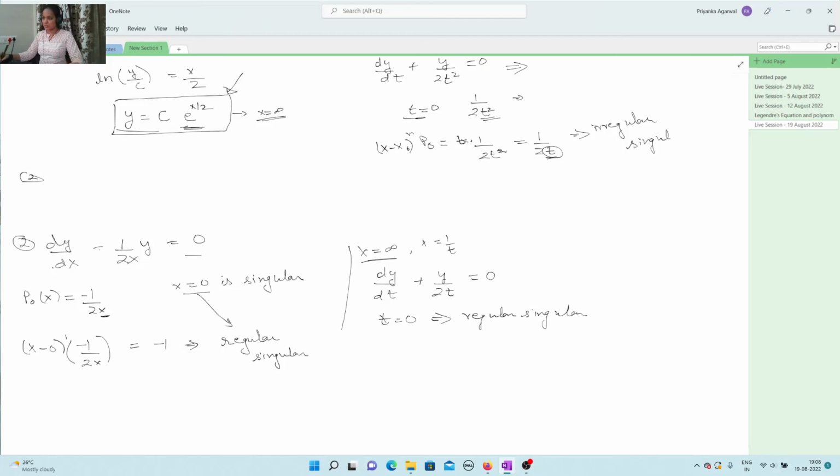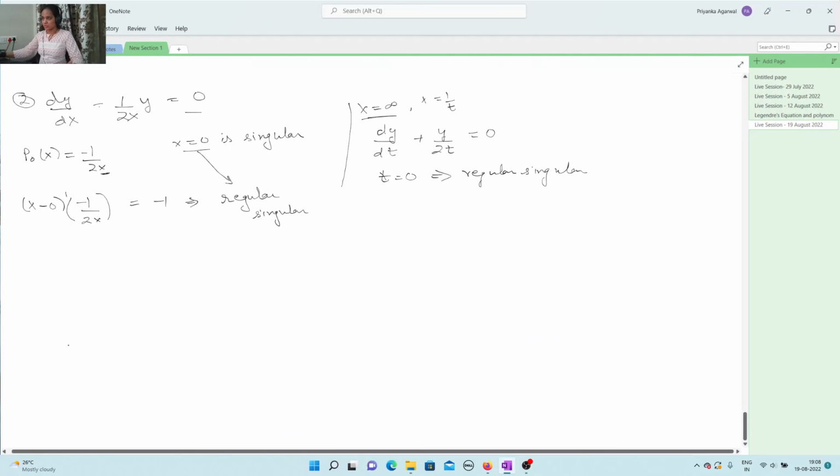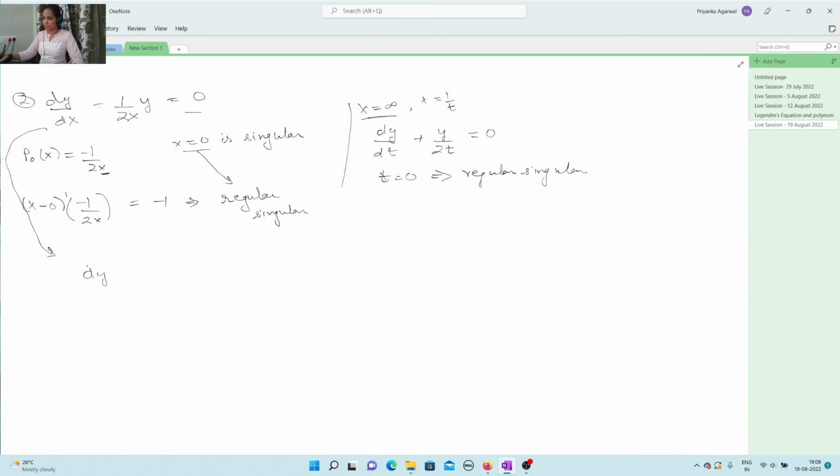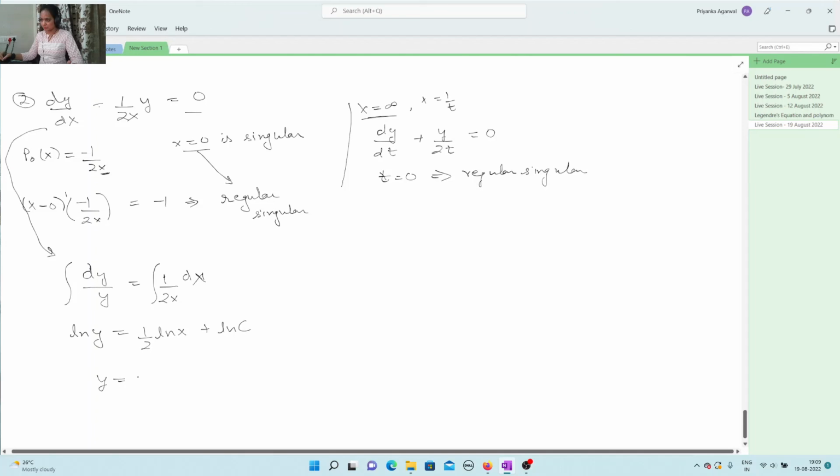and so that should be reflected in the solution of this differential equation also. So let's see what the solution is. Simply it's dy over y equals to 1 by 2x dx. Integrate. So it will be ln y equals to 1 by 2 ln x. Let's take this constant as ln c only. So y equals to c root x. This is the solution.